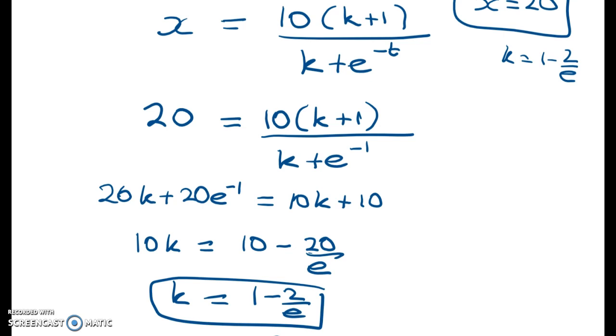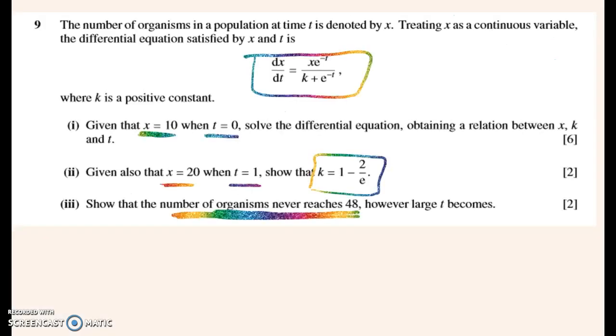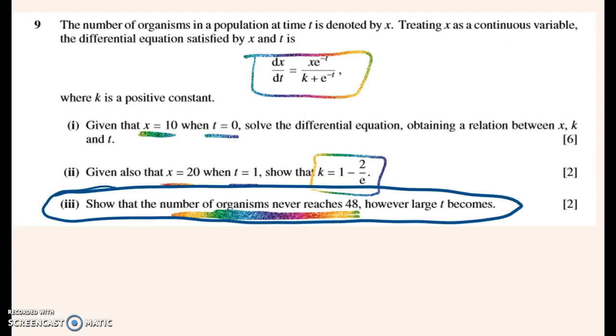Let's go back to the question and see what's left. All right, so we've done the first two, so that's 8 marks, all good, and hopefully quite enjoyable maths along the way. And now we're going to show that the number of organisms never reaches 48. So this is the cool bit where we have to think about limits. So let's go to a clean page for this.